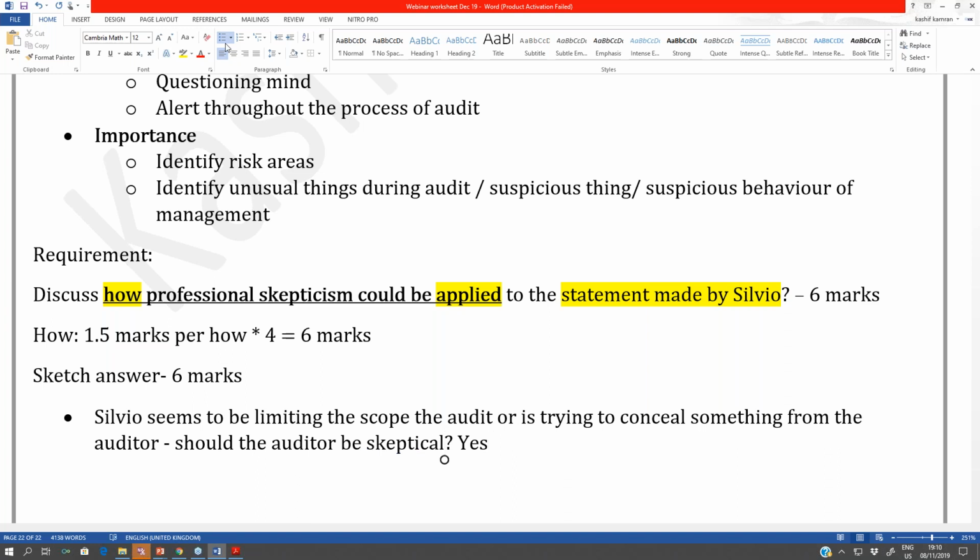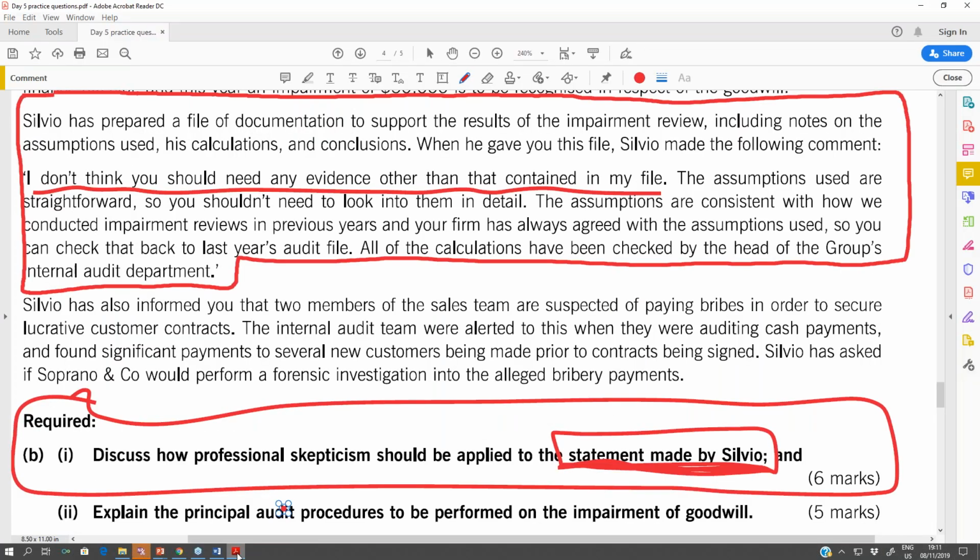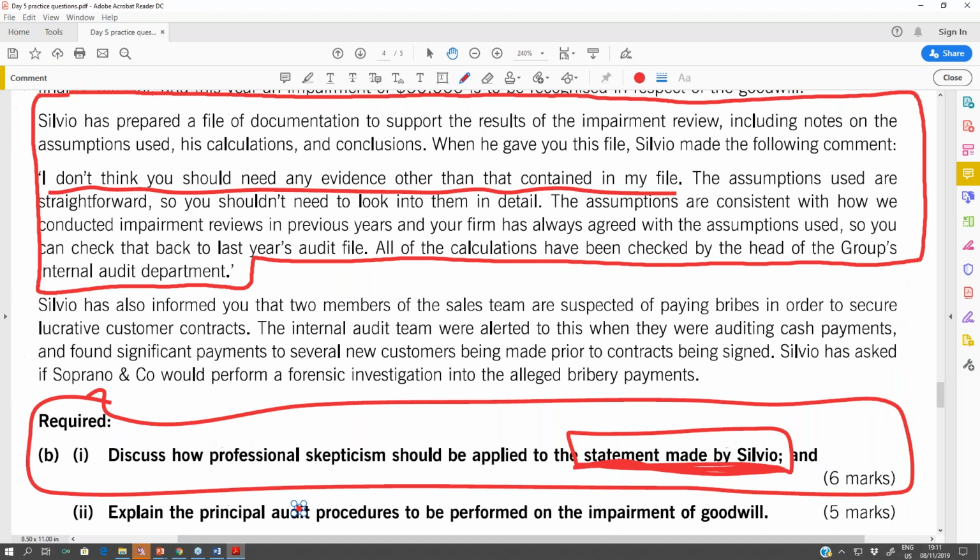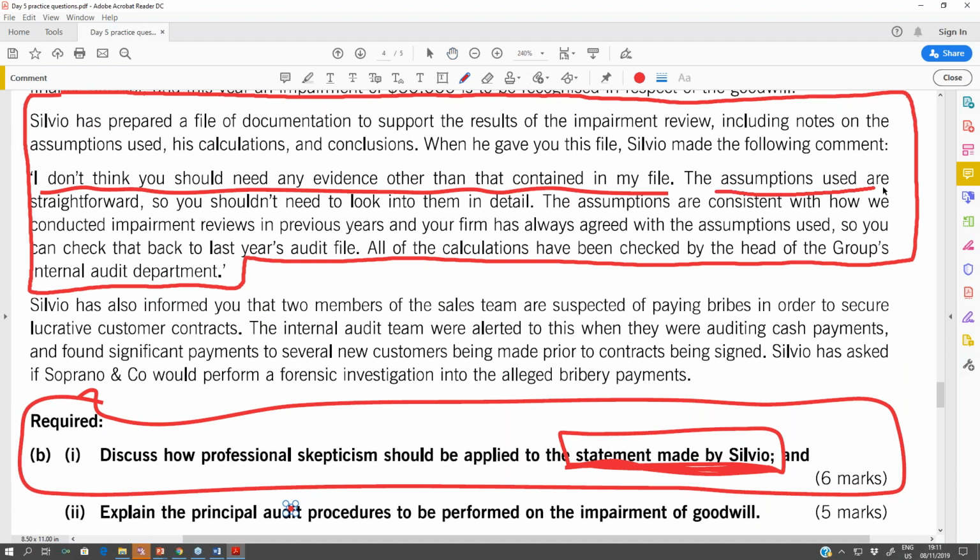This is a very unusual statement coming from Silvio, and it seems as if Silvio is trying to limit the scope of the auditor, right? Number two, the assumptions used are straightforward, so you shouldn't need to look into them in detail. He's saying that the assumptions I took are very straightforward, so you should not look into them in detail. That's another strange statement, right?